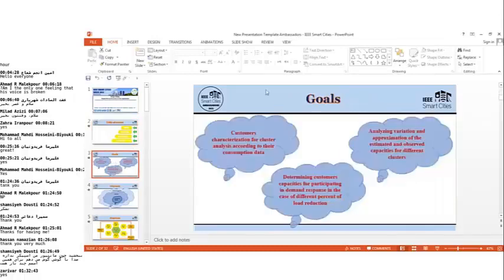Okay, in this study we have some goals described here. The first one is customer characterization for cluster analysis according to their consumption data. The second one is determining customers' capacities for participating in demand response in the case of different percentages of load reduction. The third one is analyzing variation and approximation of the estimated and observed capacities for different clusters.